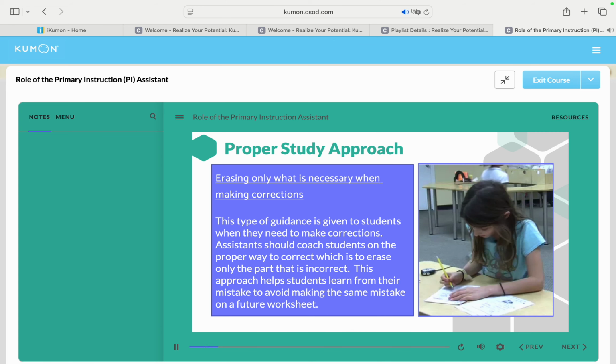Erasing only what is necessary when making corrections. This type of guidance is given to students when they need to make corrections. Assistants should coach students on the proper way to correct, which is to erase only the part that is incorrect. This approach helps students learn from their mistake to avoid making the same mistake on a future worksheet.